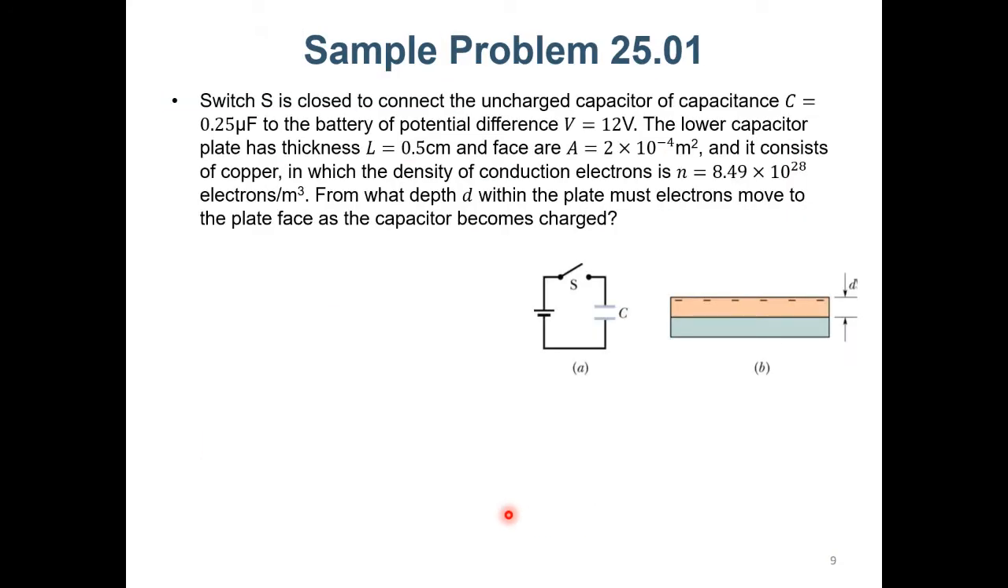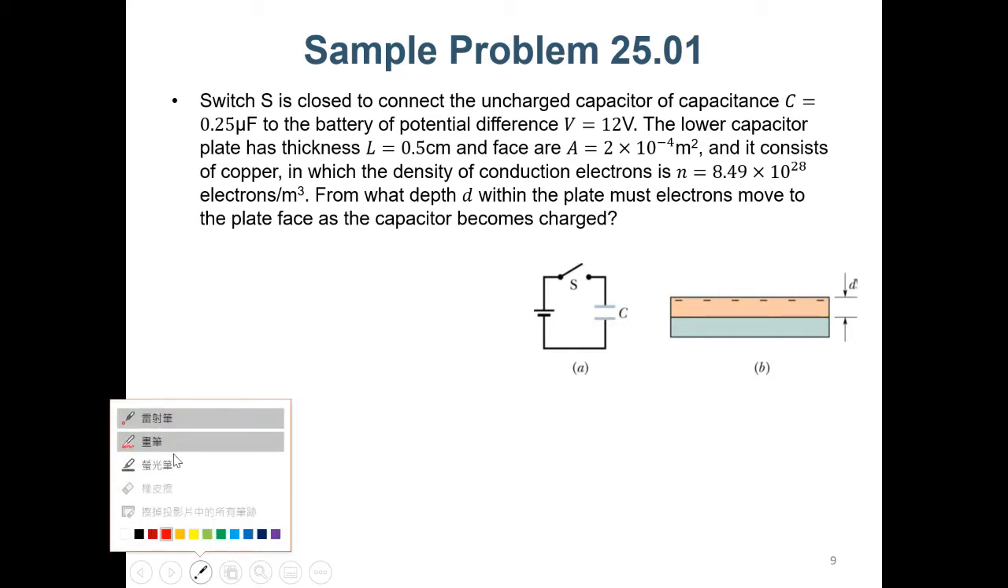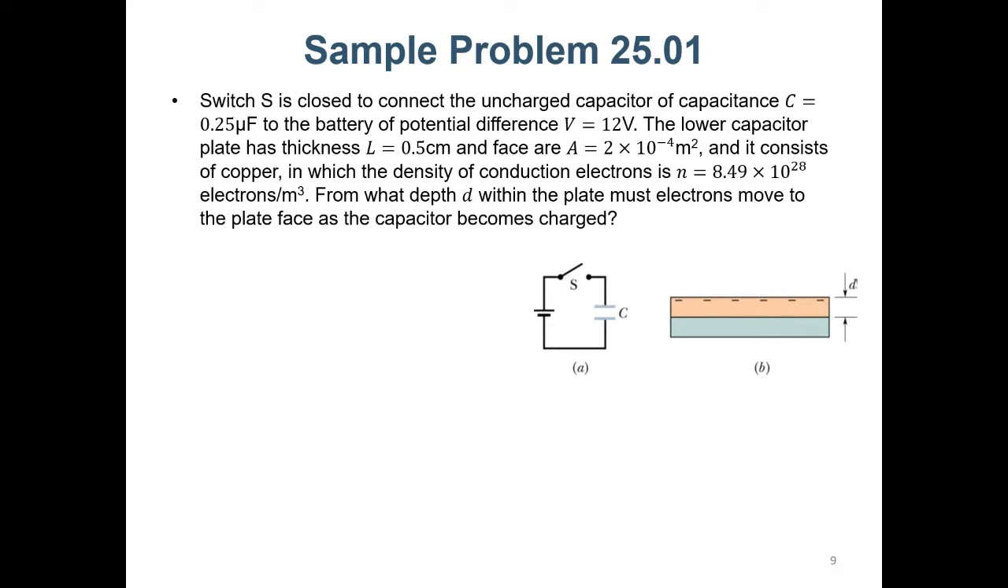So let's consider a sample problem. Here you can see there is a simple circuit, a battery, a switch, and a capacitor. The switch is closed to connect the uncharged capacitor of a capacitance C equals 0.25 microfarad. Actually, the SI unit for the capacitance is farad, and I suppose most of you should already know it. To the battery of the potential difference V equals 12 volt.